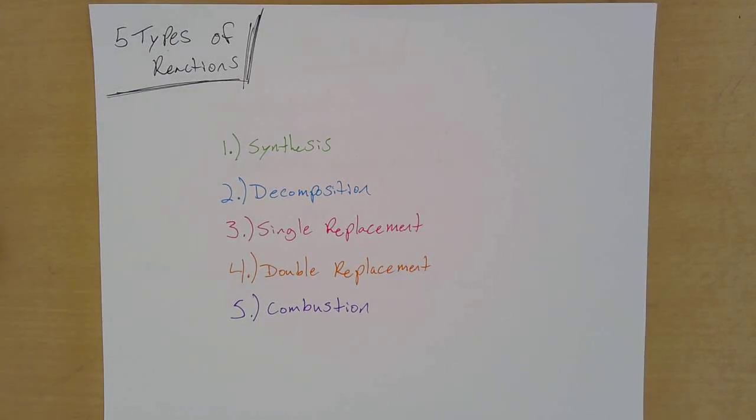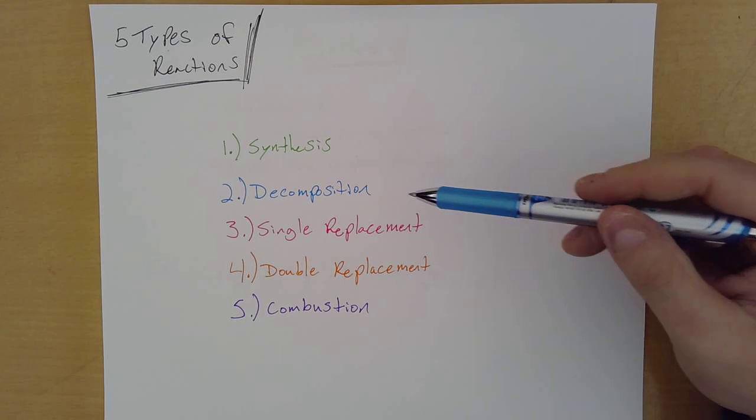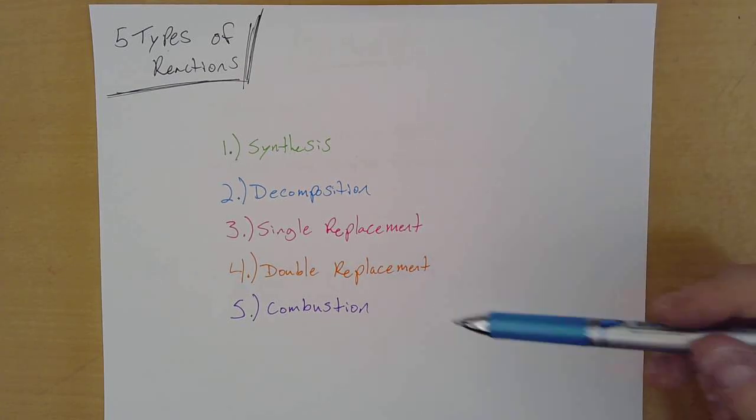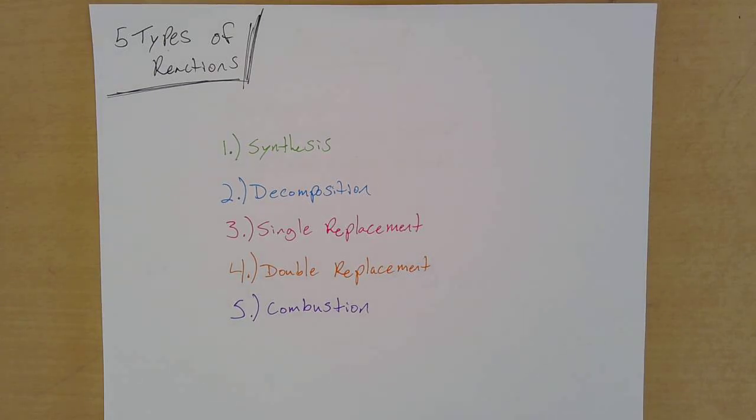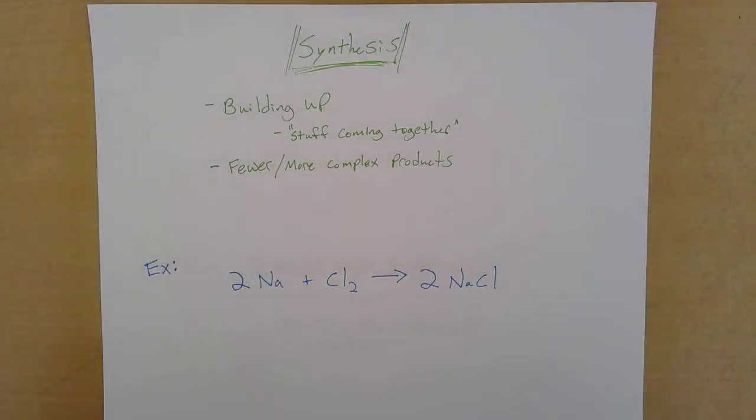So the 5 types of reactions are synthesis, decomposition, single replacement, double replacement, and combustion. Now, just looking at the titles, they're already giving you a clue in what they mean, because this is probably one of the more literal things in chemistry. So let's take a peek at what these reactions are doing.